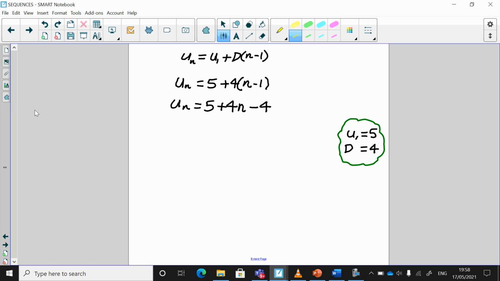Put them in. The only things that can get grouped are the constants, the 5 and the negative 4. So 5 take away 4 is 1. So the answer could be 1 take away 4n, or 4n add 1. That's what I'm going for. So that's us from that list of numbers here. Here's the formula that will generate any position in the sequence.